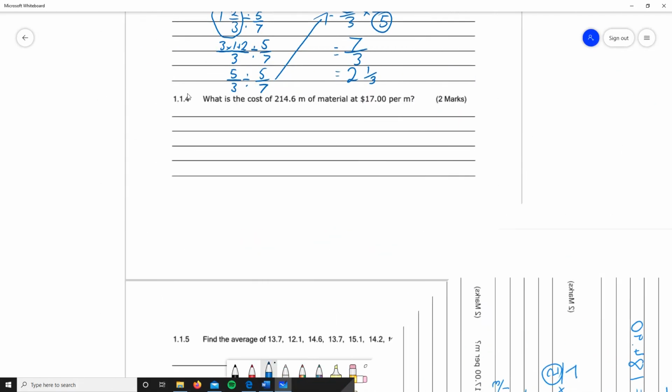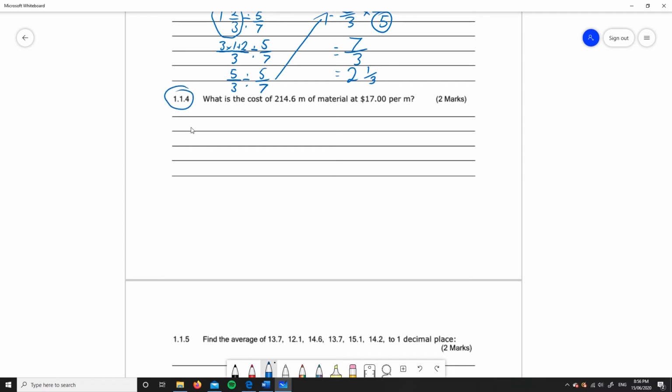Okay, so moving on to question number 4. What is the cost of 214.6 metres at $17 per metre? Given that our cost is in per metre, we can simply just multiply that. So 214.6 times 17 is going to be fairly straightforward.